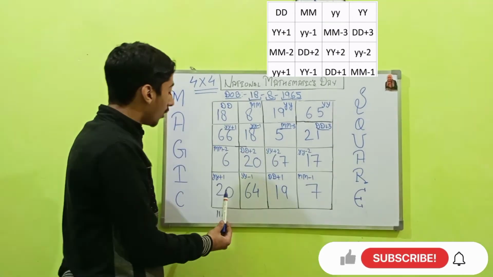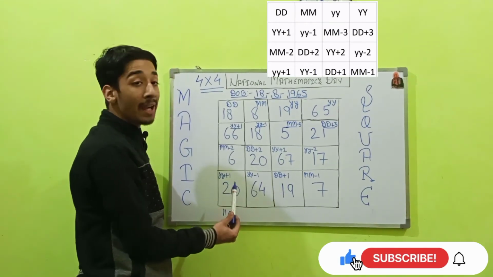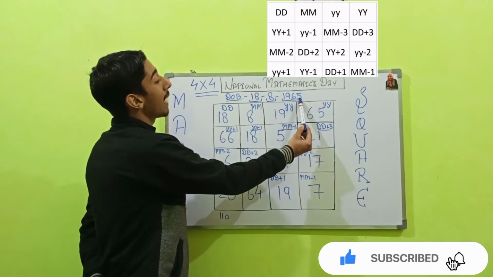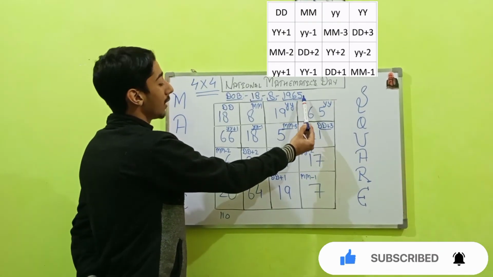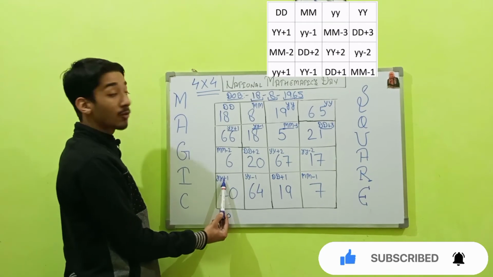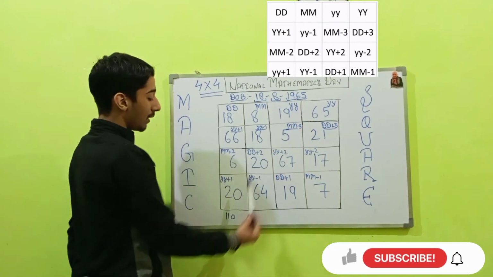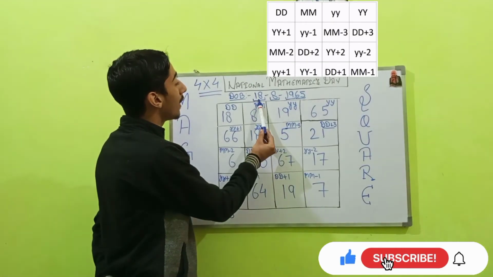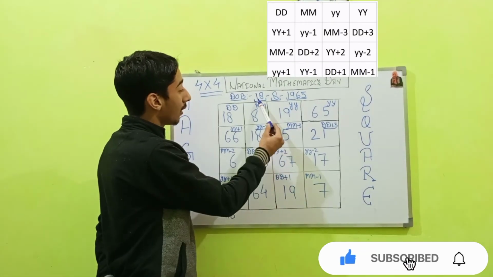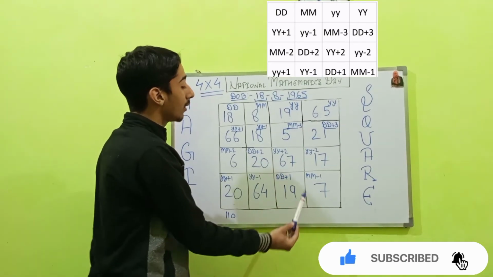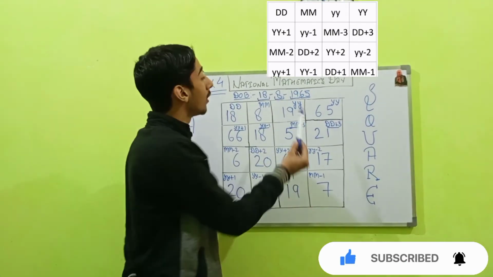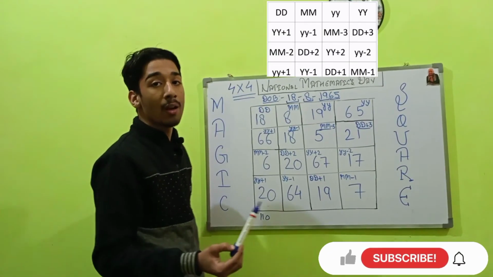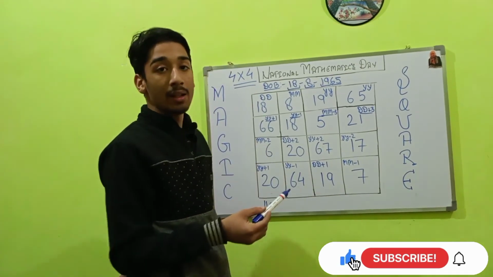In the last row, you have to add 1 to the century code and subtract 1 from the year code. That is what I have done here: small yy plus 1 and capital YY minus 1. So 19 plus 1 is 20 and 65 minus 1 is 64. Then add 1 to your date, 18 plus 1 is 19, and subtract 1 from the month, 8 minus 1 is 7. I hope you understand what I have done to make this.